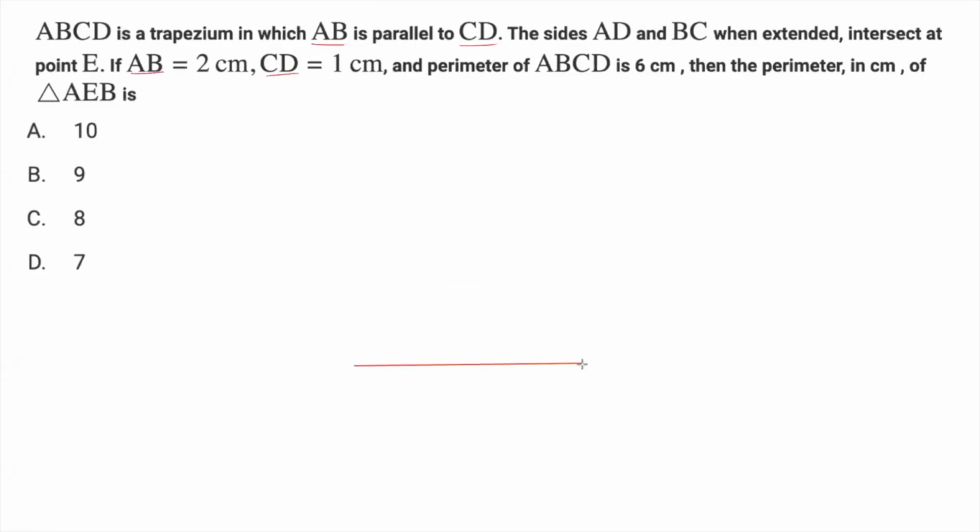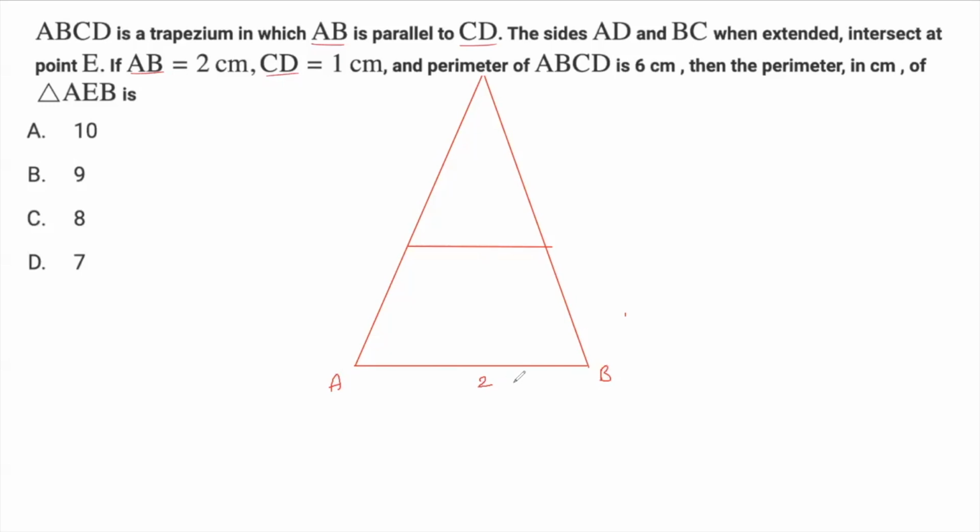So let's draw them. This is basically AB, 2 centimeters, and this should be CD, right? 1 centimeters, right? Okay. And AD and BC, when you extend, they meet at a point E. AD and BC extended meet at a point E. All right. Since it's a trapezium, we have been told DC is going to be parallel to AB, right? And perimeter of ABCD is 6 centimeters. Okay, then the perimeter of the big triangle AEB is required. That's the question. Okay, beautiful question.